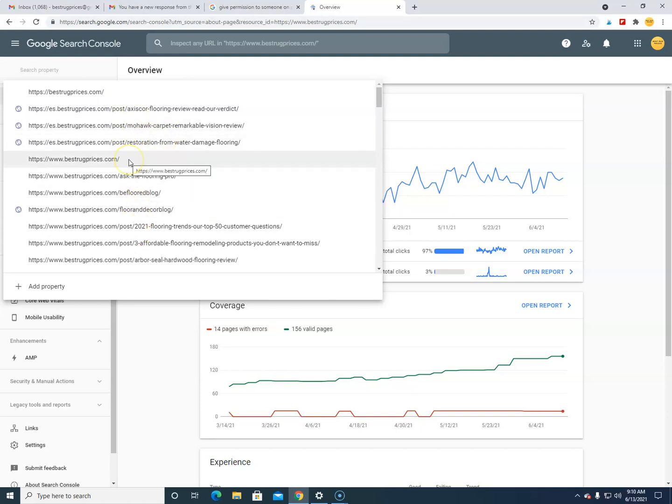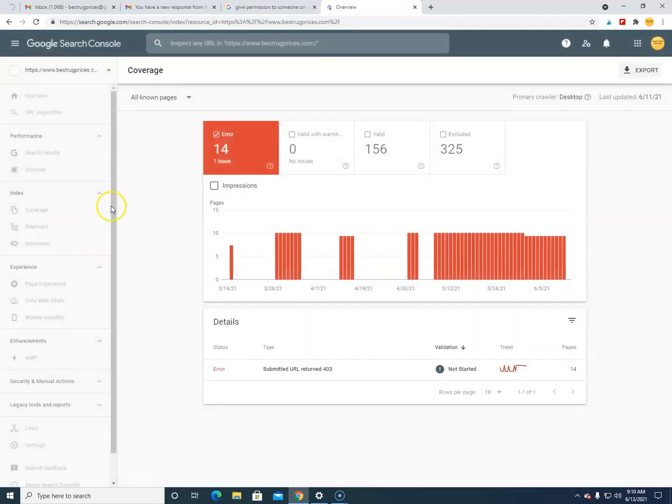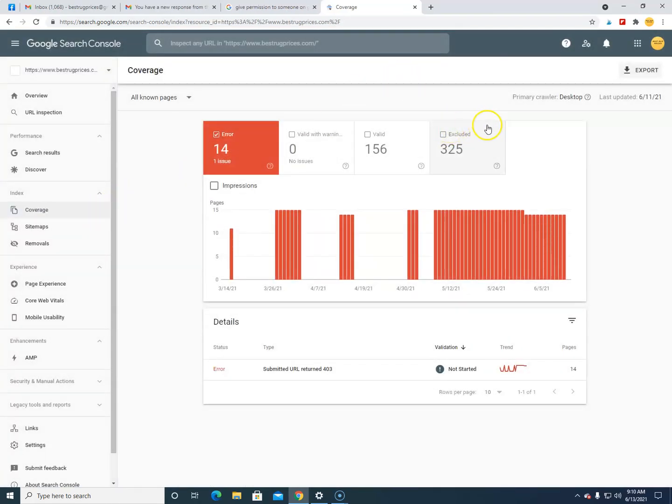But anyway, the one that I'm having issues with is this one right here, www.bestrugprices.com. I'm clicking on that, and this is what I see here. This seems to be the only one that is actually showing any sort of results. But what I'm doing is I'm going down here to coverage. And when I click coverage, here's where the 325 excluded pages show up.